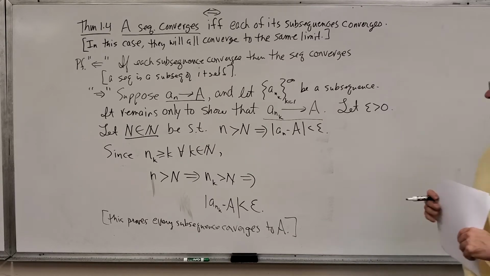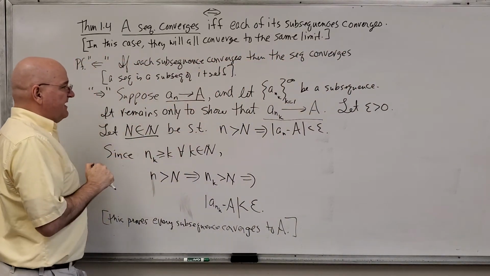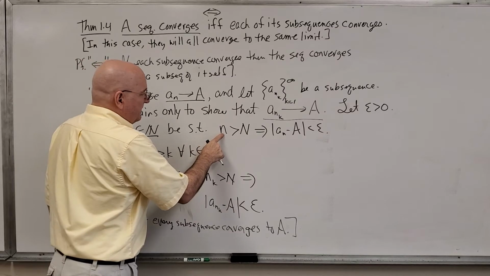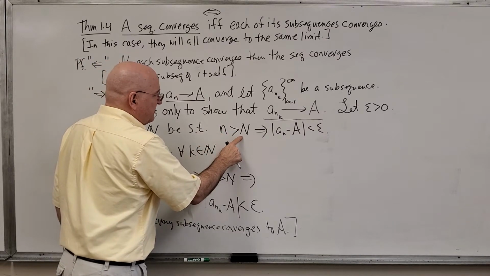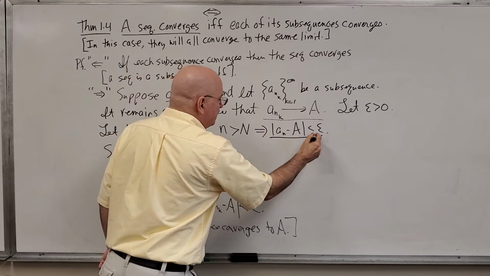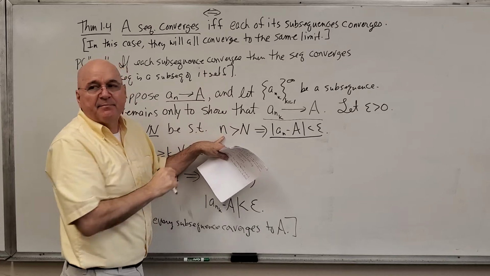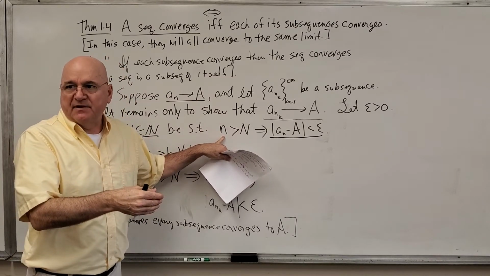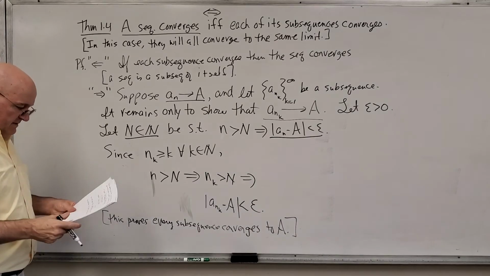So really, because we said that AN converges to A, there's a capital N such that little n bigger than capital N means this is true. Well, all we showed is that our nks are even bigger than capital N, or at least as big as capital N. And that's what made the proof fairly simple.